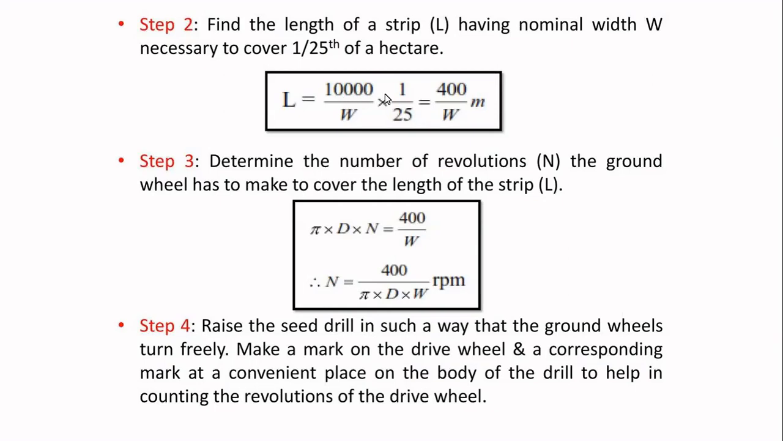10,000. That's why 10,000 is there. All are in meters, so you want to change hectare to square meters, 10,000. You want to divide it into 25 parts. That's why divide by 25. 10,000 divided by 25, because they asked for 1/25 of a hectare. When you divide 1 hectare into 25 parts, 10,000 divided by 25, then you divide by the width and you can find the length of the strip L.